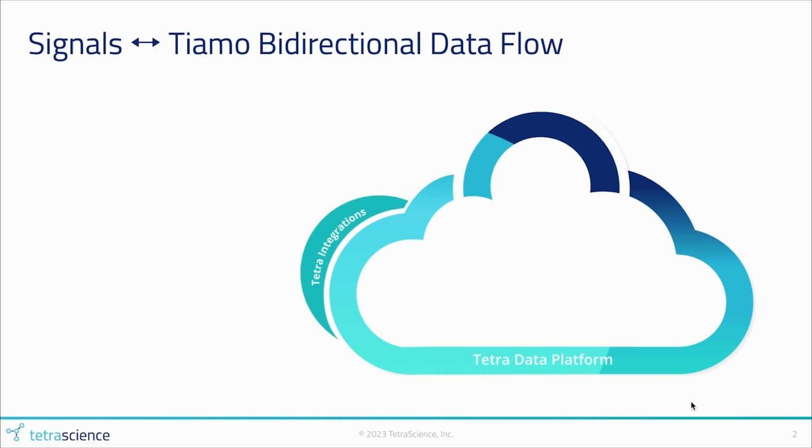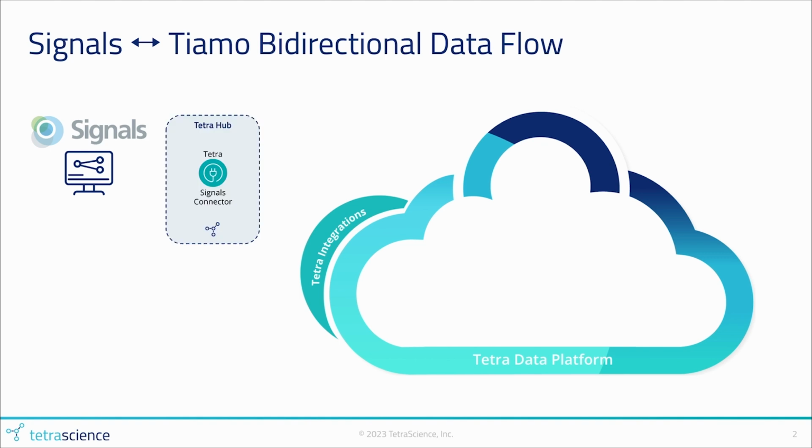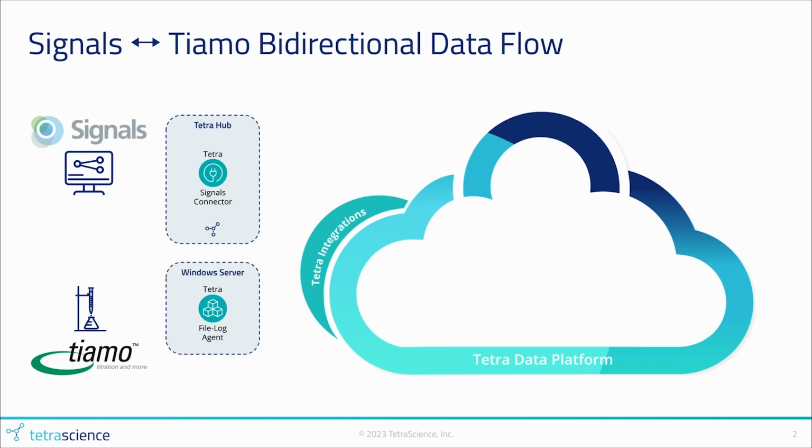We'll start with the Tetra Data Platform. We're using Signals Notebook as our electronic lab notebook here, and in between Signals and the Tetra Data Platform we have a Tetra Signals connector inside of a Tetra Hub. This provides the connectivity between Signals Notebook and the Tetra Data Platform. For our instrument control software, we're going to be using the tiamo titration control software. In between the tiamo control software and the Tetra Data Platform, we will have a Tetra file log agent providing that communication between the two.